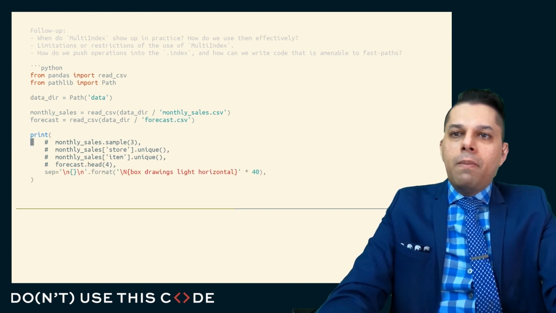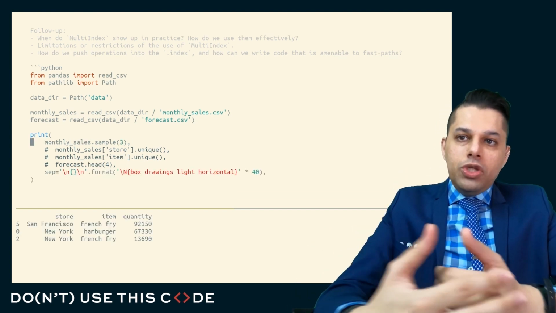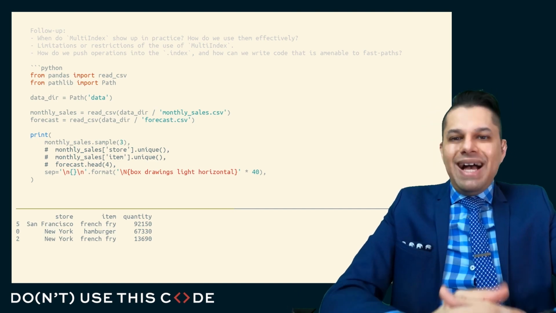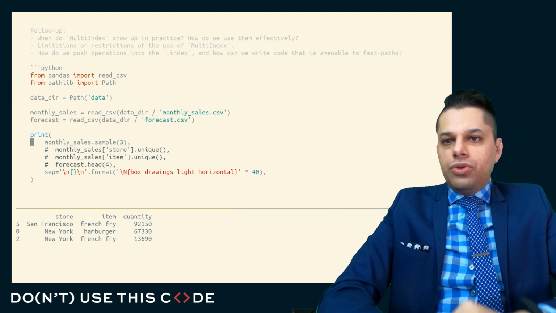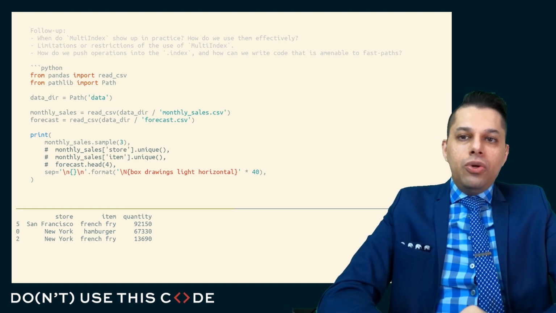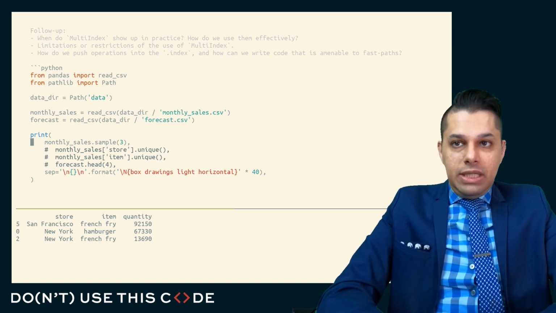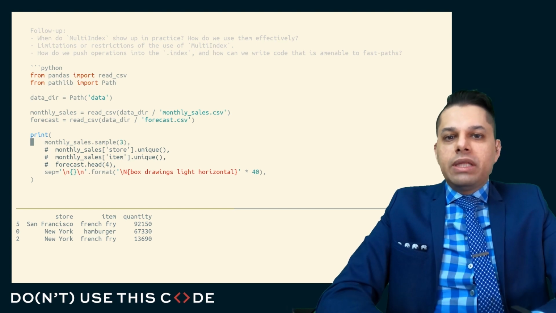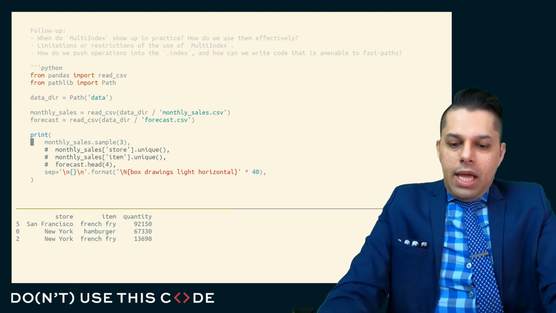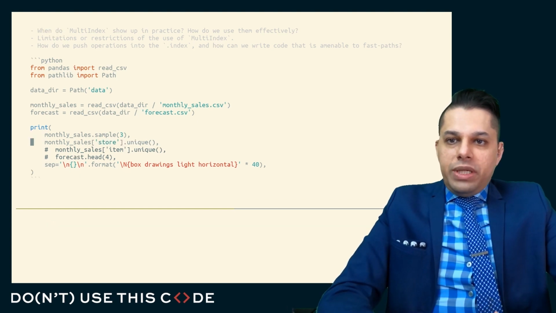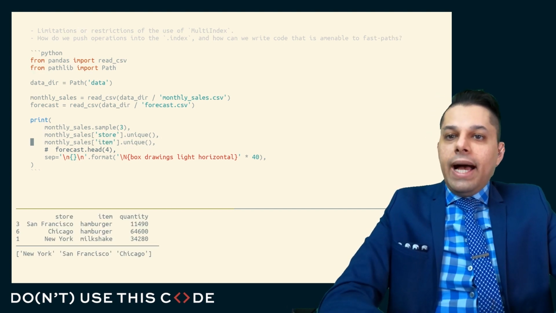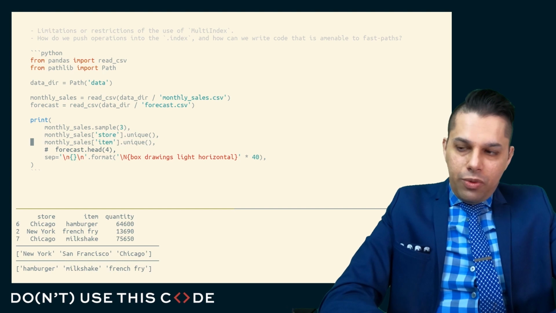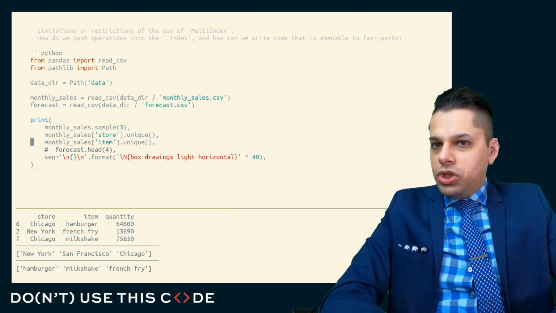And so if we take a look at our monthly sales data, we can see for each one of our store locations, for each of the items that we sell in that store, we have some quantity of items that are sold. So for one location like New York, we sold 67,000 hamburgers in this monthly sales data. If we look at the unique stores, we can see we have locations in New York, San Francisco, and Chicago. If we look at the items, we can see we're a very simple restaurant selling only hamburgers, milkshakes, and French fries.